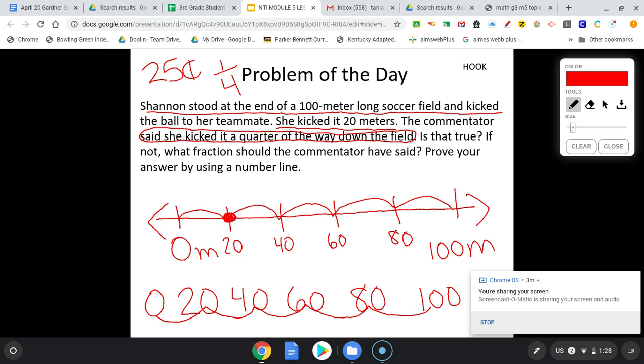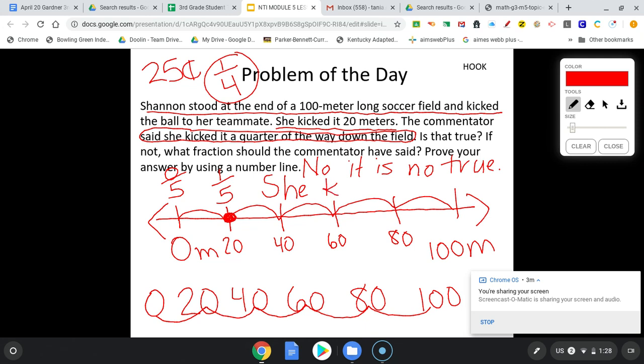So what would this fraction be? This would be 0/5. Right, that would be 1/5. So did she kick it 1/4? No, she did not. She kicked it 1/5. So is it true? No. It is not true. She kicked it 1/5 of the way down the field. 1/5 of the way.